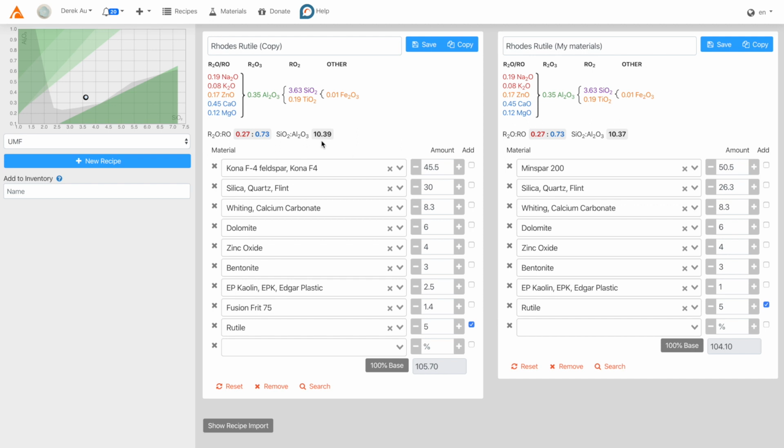The silica alumina ratio is pretty much the same. I mean, it doesn't really matter, but we can make it exactly the same. 10.39, 10.39. And our flux ratio is the same. So we've successfully used ingredients that I have and made a copy of the original Rhodes Rutile. And in theory, it should work the same. That's it.